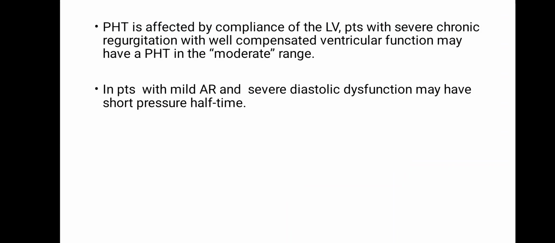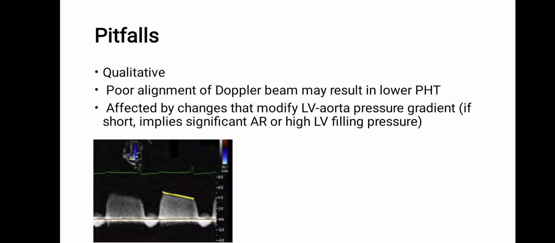Pressure half time is affected by compliance of the LV. Patients with a severe chronic AR with well compensated ventricular function may have a pressure half time in the moderate range. In patients with a mild AR and severe diastolic dysfunction may have shorter pressure half time. Pitfalls of the pressure half time: it's qualitative, poor alignment of the Doppler results in lower pressure half time, affected by changes that modify the LV aorta pressure gradient. If short, it implies significant AR or high LV filling pressure.